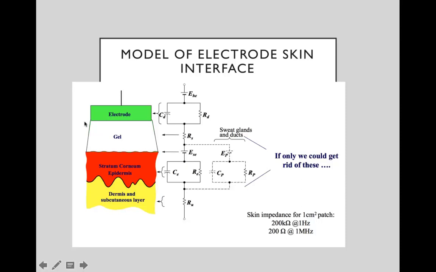And then finally, you have your dermis and subcutaneous layer, which sort of plays the same role as the gel. It forms just a resistive path through which current can flow. Here's an example of the skin impedance for a 1 centimeter square patch: 200 kiloohms at a hertz, 200 ohms at a megahertz. So the skin impedance is much lower at higher frequencies.